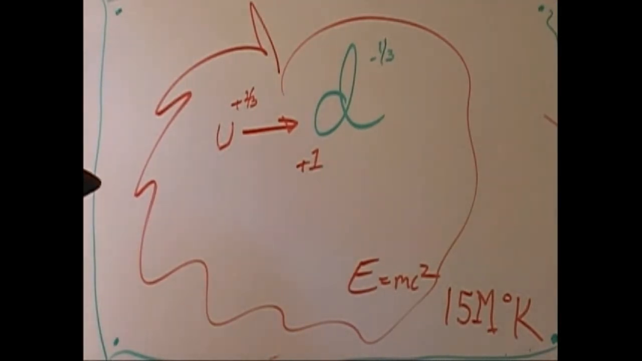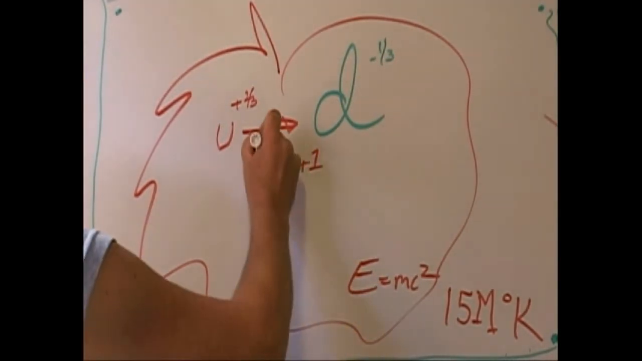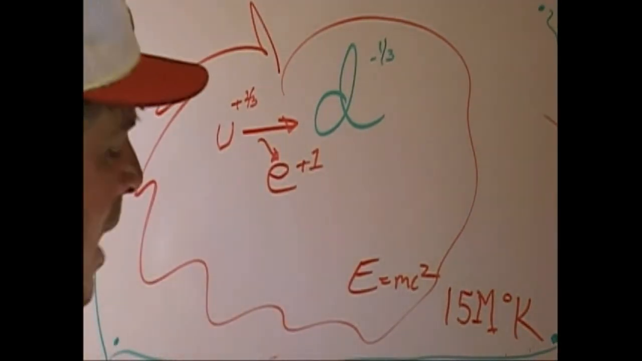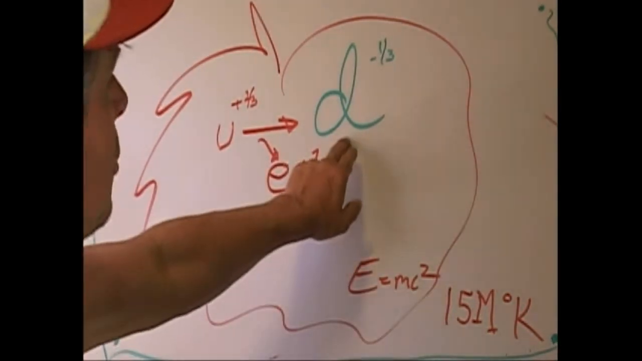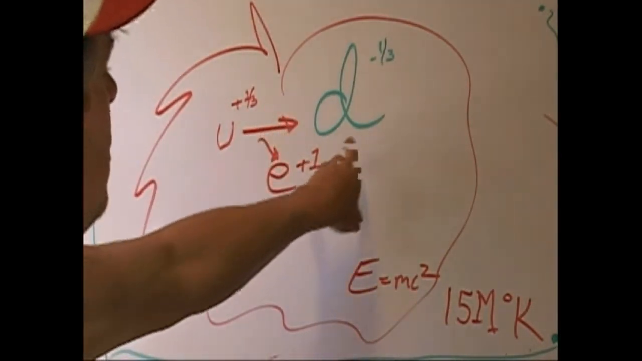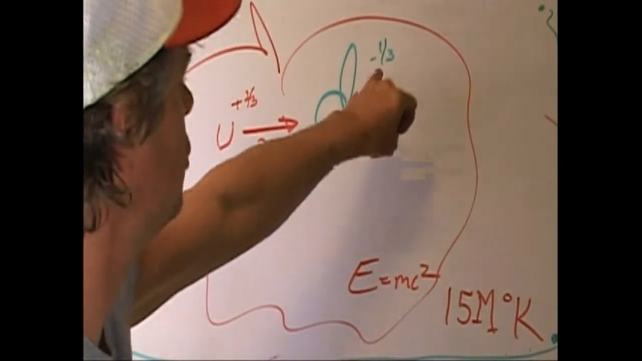So, a positron, an electron with a positive charge, has to also be emitted. Now this is antimatter to offset the matter that was created with the down quark. So we've got a conservation of matter, we've got a conservation of electromagnetic charge.